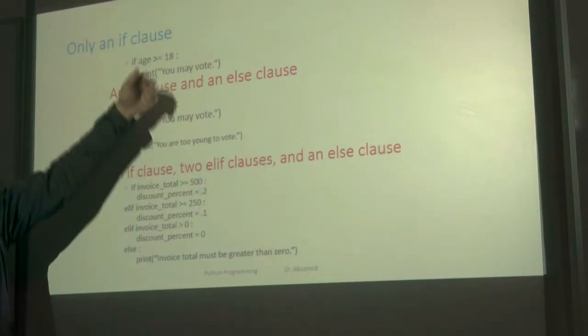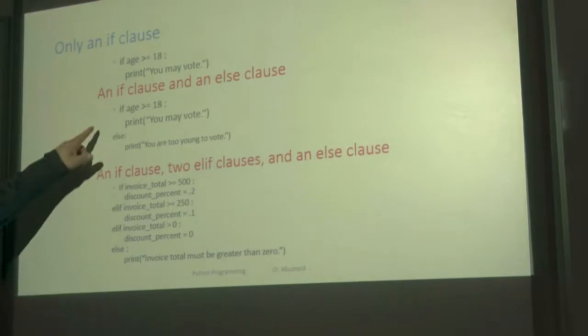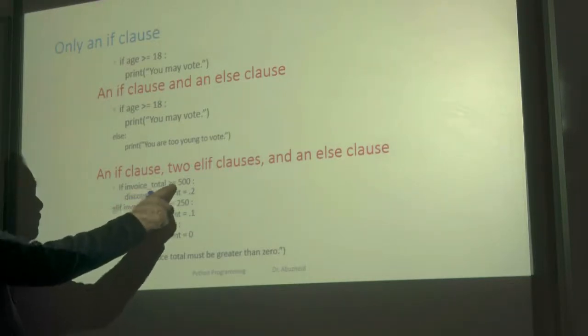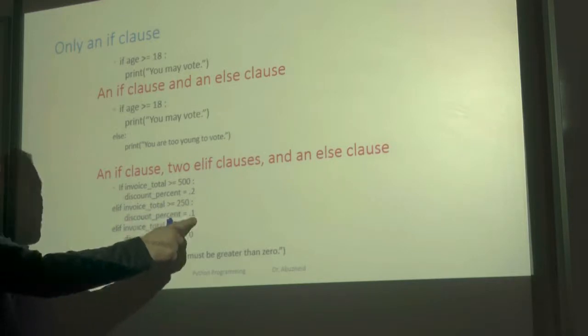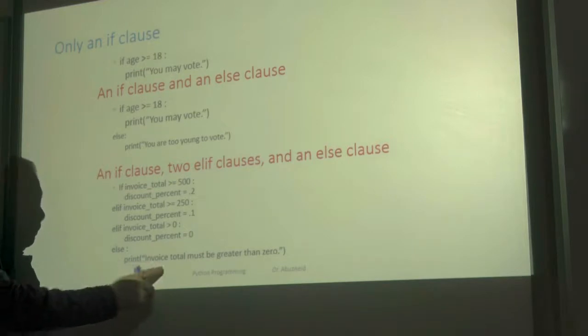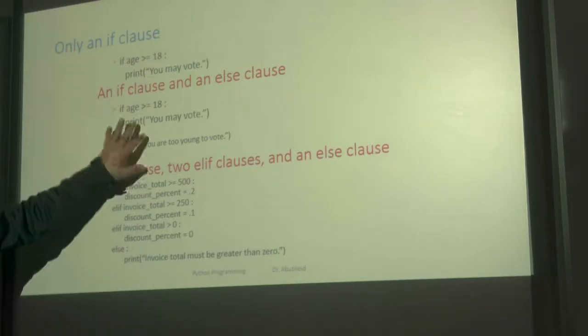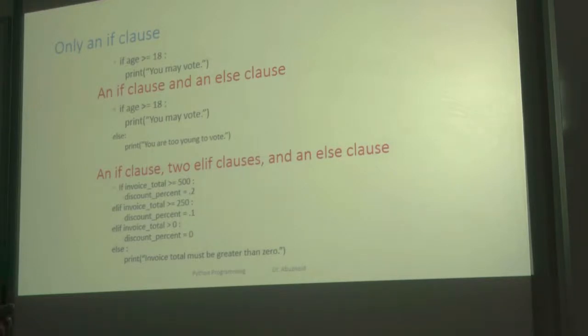So, for example, if age greater than 18, print you may vote, else you are too young to vote. In here, multiple conditions: if invoice total is greater or equal to 100, then the discount percentage is 2%. Else if invoice total is 250, then the discount percentage is 10%. Else if invoice total is greater than 0, then the discount percent is 0. Else, invoice total must be greater than zero. I mean, if you enter an invoice total in minus, you cannot calculate the discount, right? In terms of language, it's a very simple usage. Where is your talent? In the logic. What you are going to put in the logic, in the sentence.